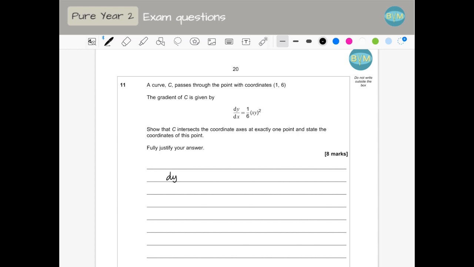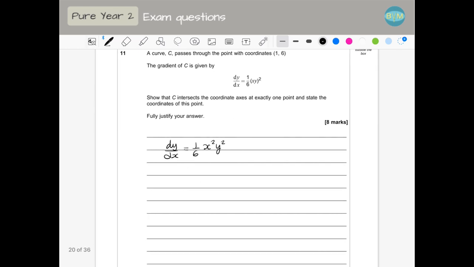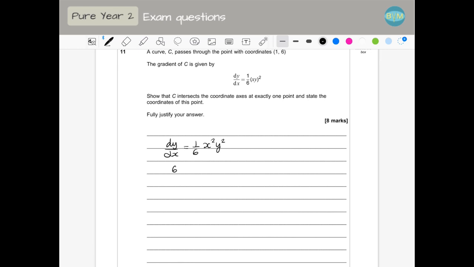So I have dy/dx is 1/6 x squared y squared, just expanding the bracket. So I can write 6 dy and y squared on one side. I just prefer the 6 multiplying as a fraction, but you can leave it here and that's completely fine. So I multiply by 6 and divide by y squared and then multiply by dx, and I have x squared dx. I'm just rearranging. And now I'm going to integrate both sides.